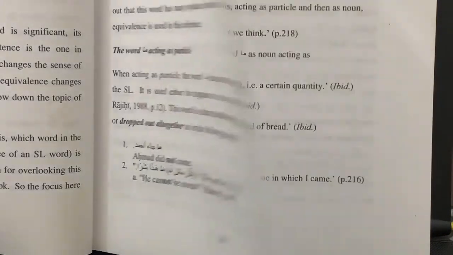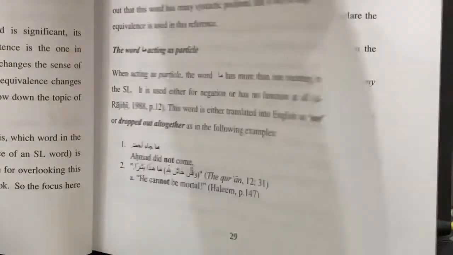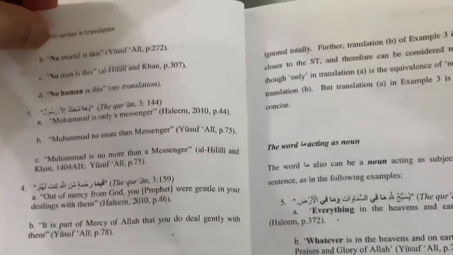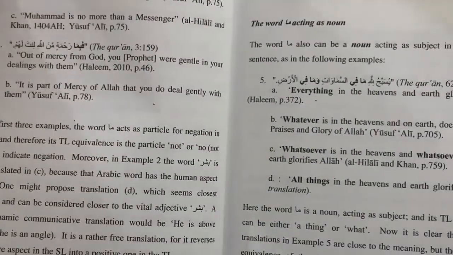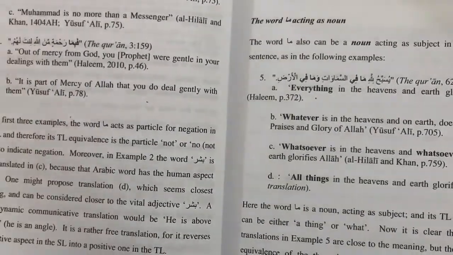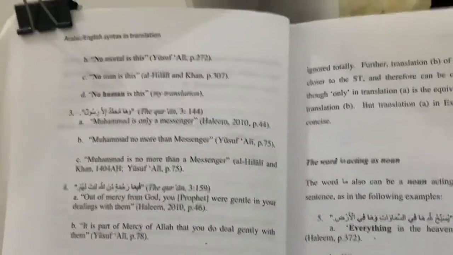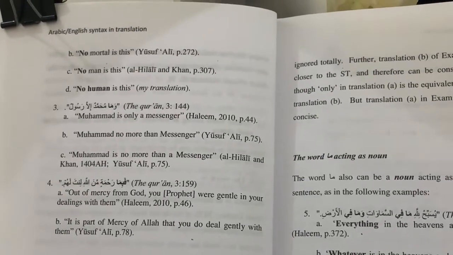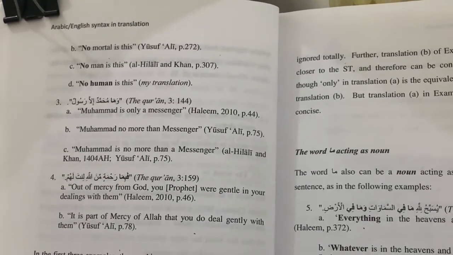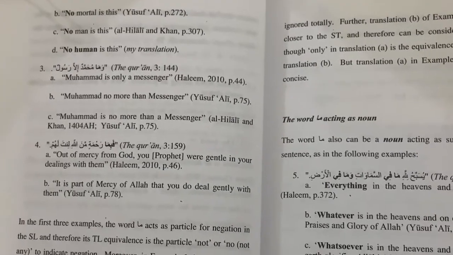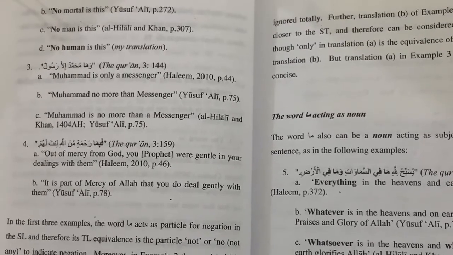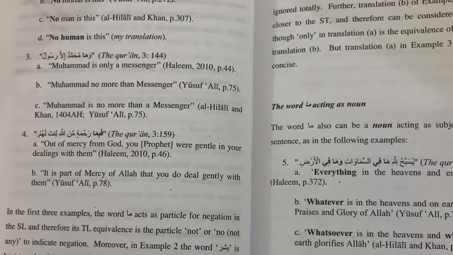But then if you look at another translation of the same ma, which is done here, I'm just going to fix the page so that it won't fall, so you can see it properly. And you can see here, no mortal is this, that's Yusuf Ali. No man is this, Al-Hilali and Khan. And then my translation is, no human is this. This is how it works for the word ma in that expression.